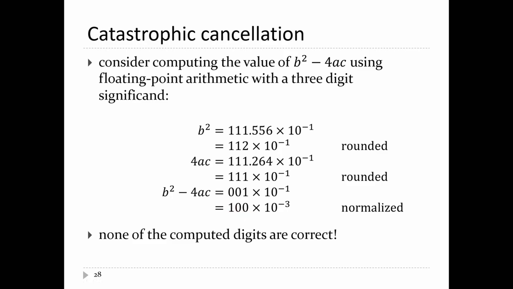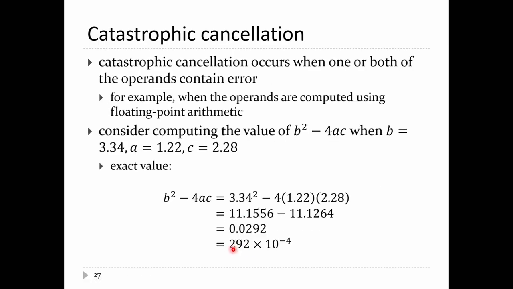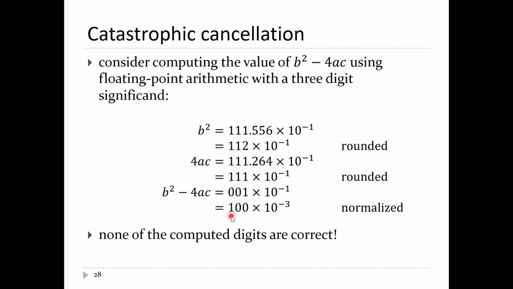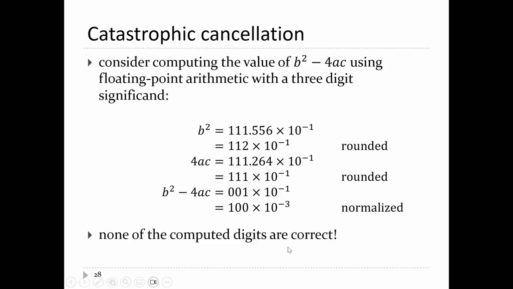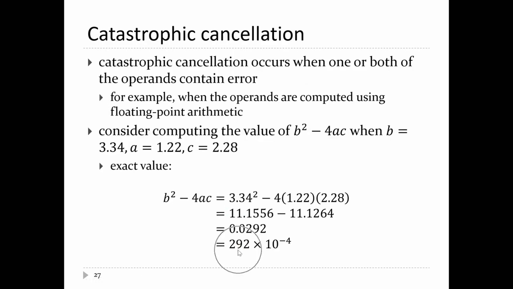None of the digits in the answer are correct, right? I can't even get the 2 correct. It's 1 in this case. So that's 100, that's 292. None of those digits are correct. The exponent's not correct. That's minus 4, that's minus 3, right? So I can't even get the correct exponent in this case. And the error between that and that is enormous in terms of the number of ALPS.